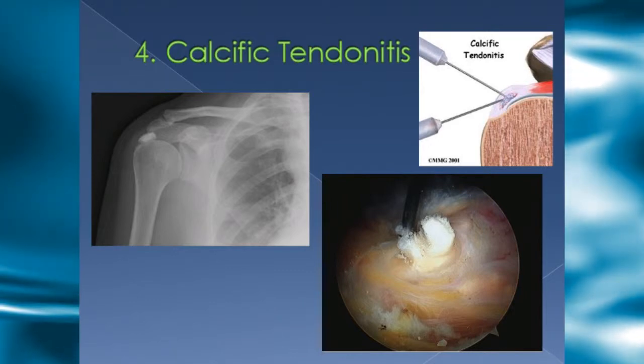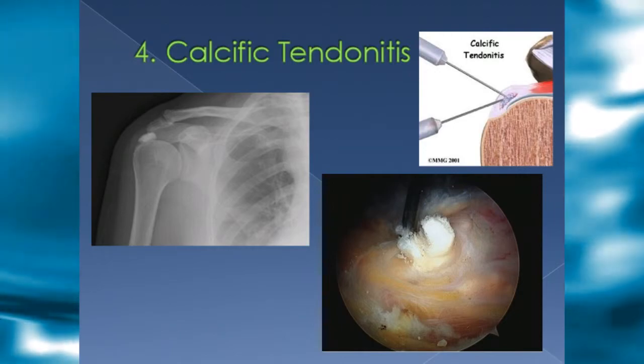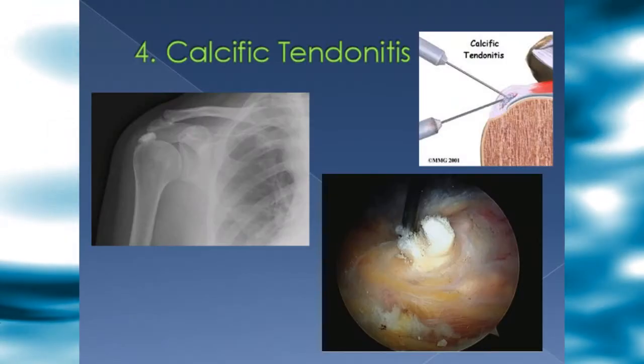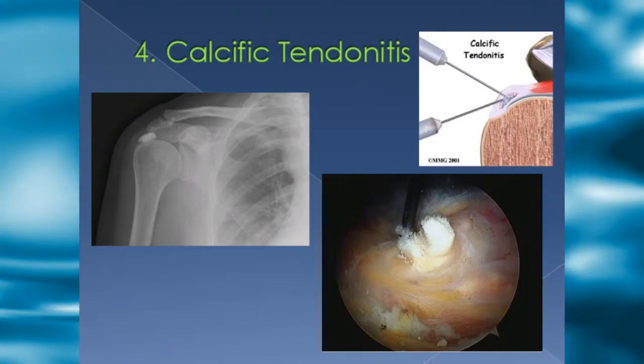And so this is what it looks like when we scope a shoulder for this problem. You see this whitish stuff coming out. It's almost the same consistency as toothpaste. But the calcium is an abnormal material within the tendon. It causes intense inflammation, intense pain. We can oftentimes try to pull it out with needles, which we'll do in the office, and that's many times successful, but when it's not, we go in there and actually scrape it out.